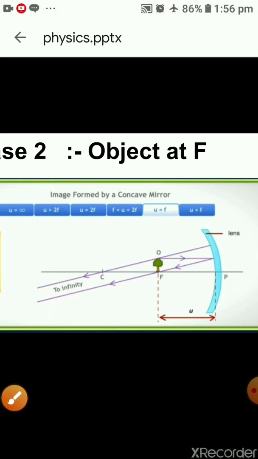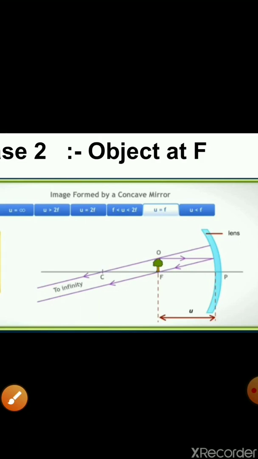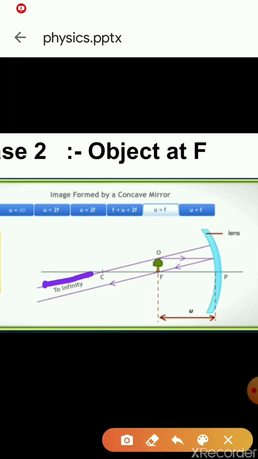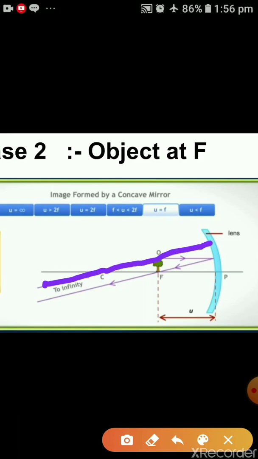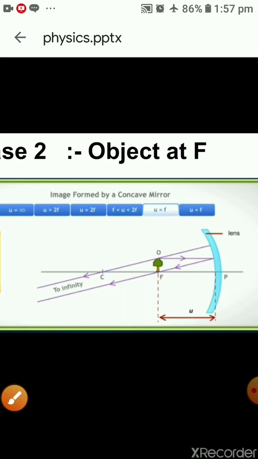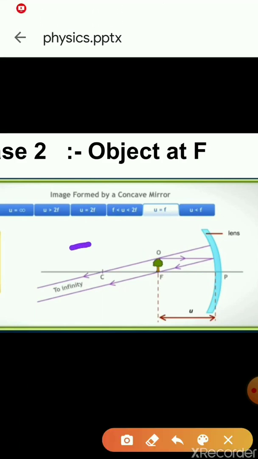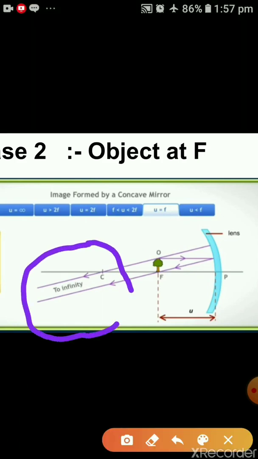Now the second ray. How is it going? The second ray is coming from C, the center of curvature. And we all know that when the ray is moving from the center of curvature, as it strikes the surface, it will reflect back along the same path. So this will be our second reflected ray. As we can see, these two reflected rays are not meeting each other.